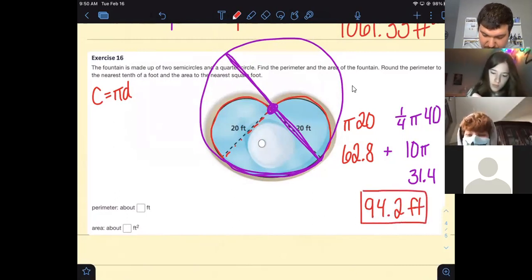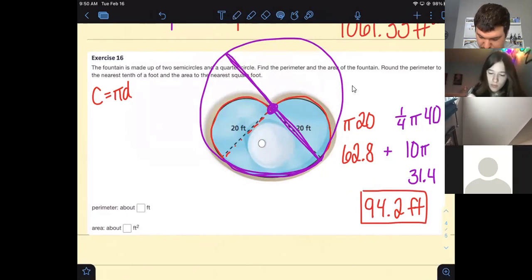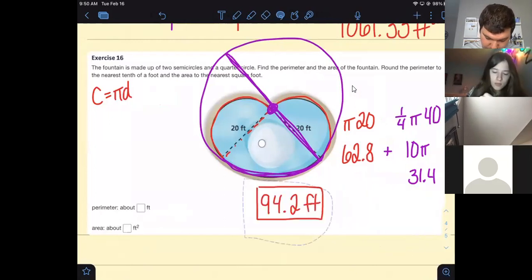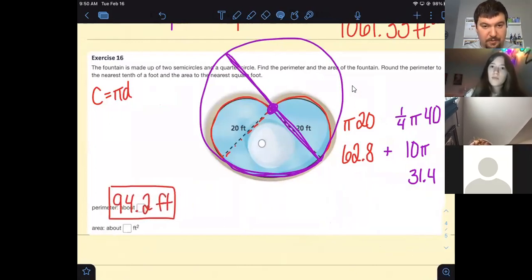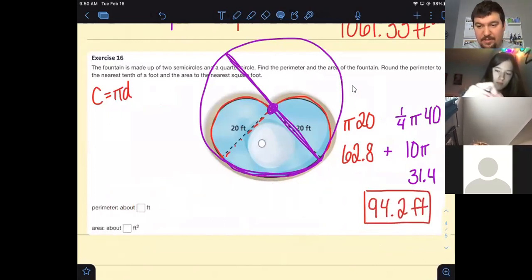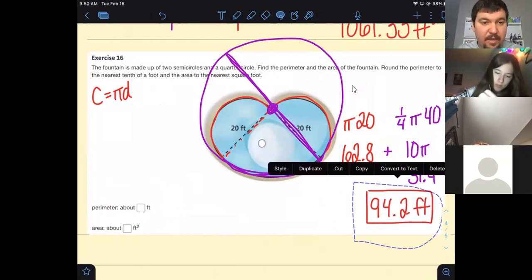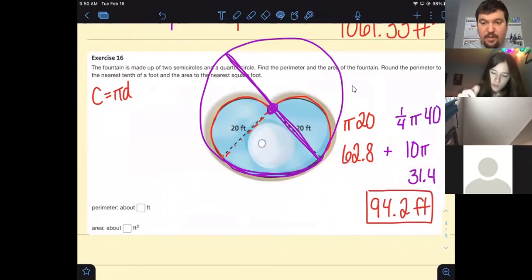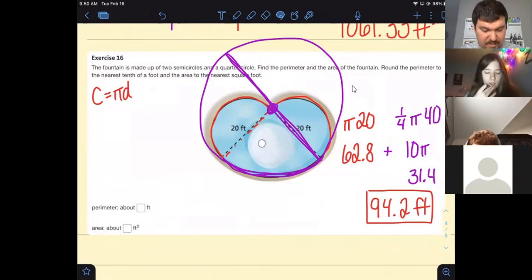And that's the answer that's going to go right here, 94.2. And it does want us to round that answer to the nearest 10th, and we have it to the nearest 10th, so we're good. All right, so that's the perimeter.